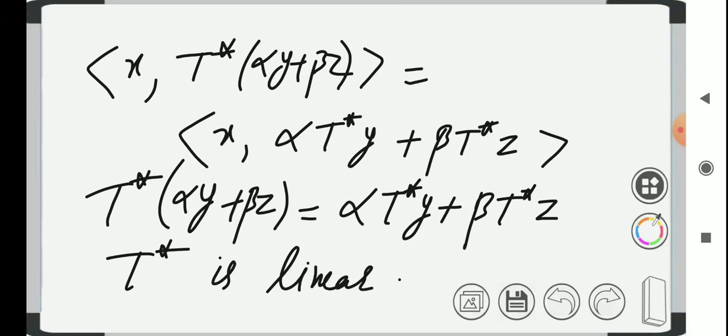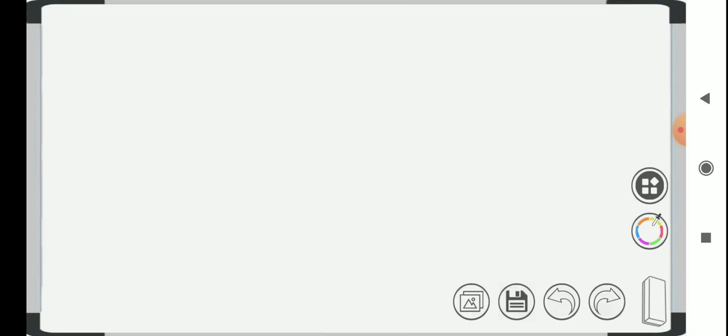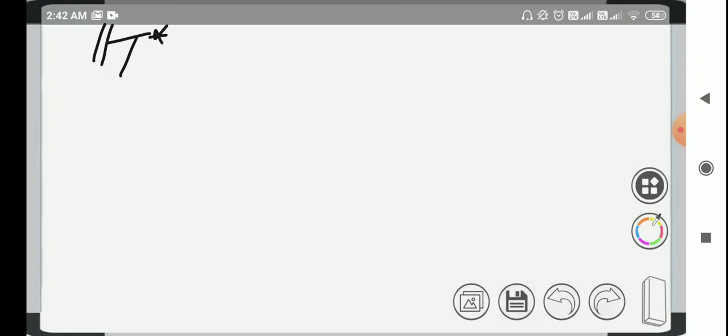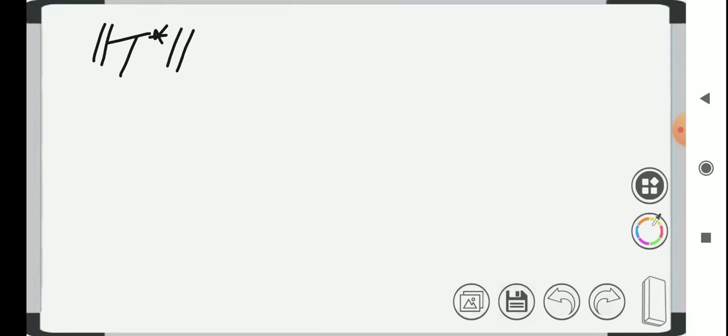Now we will show that T star is a bounded operator. First we showed that T star is linear. Now we will show that T star is also bounded. For that we will simply calculate its norm and show that it is finite. Further we will show its norm is exactly the same as the norm of T. So let us calculate the quantity norm of T star.